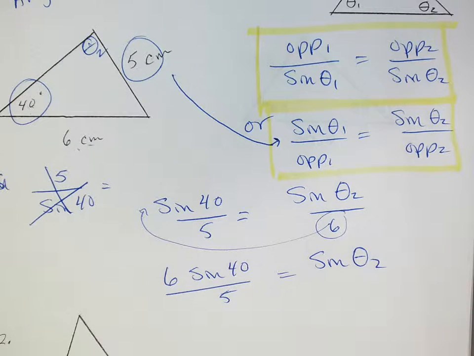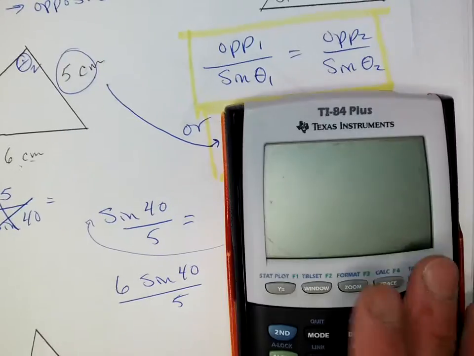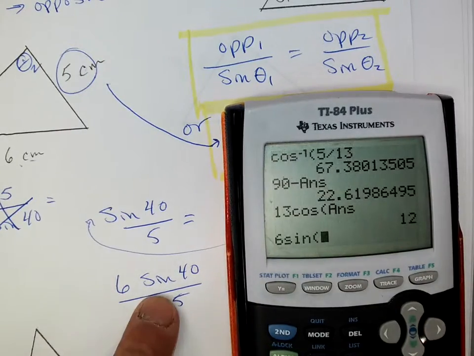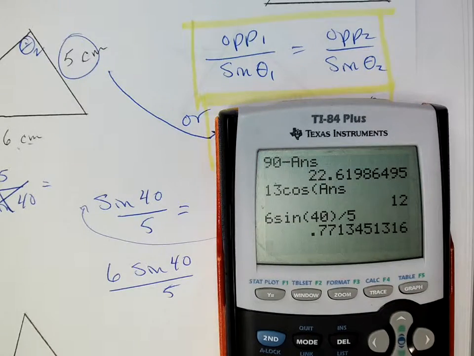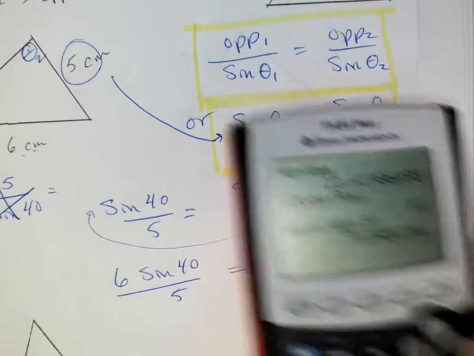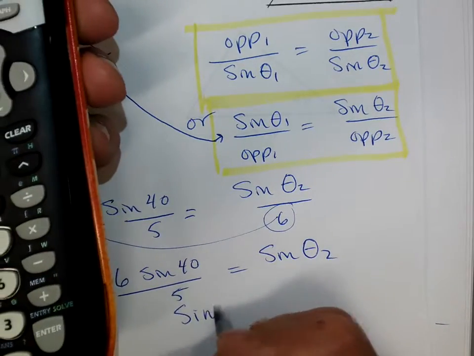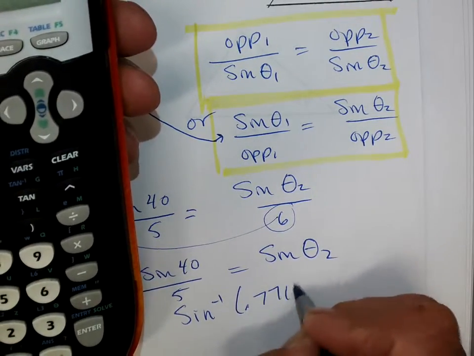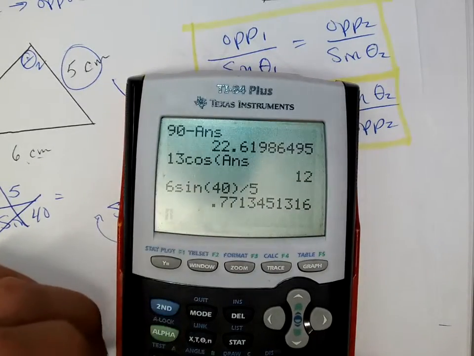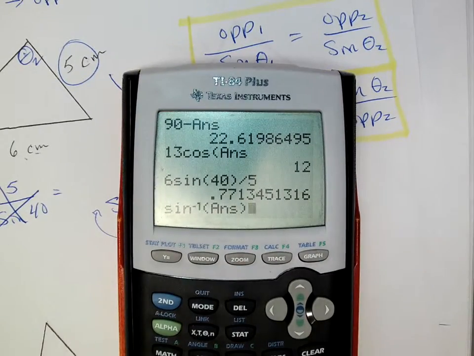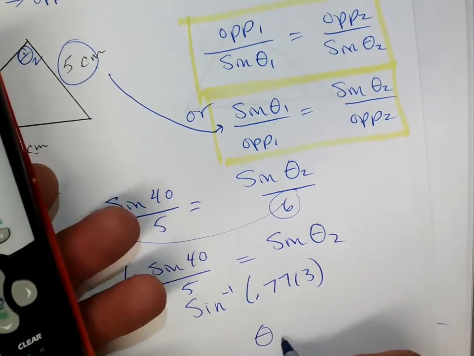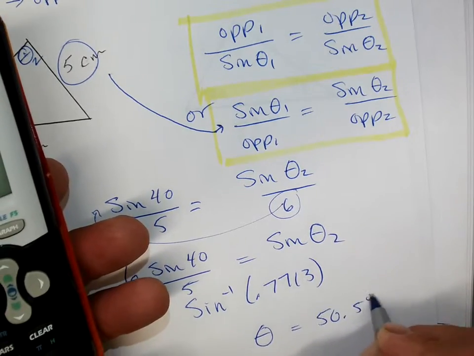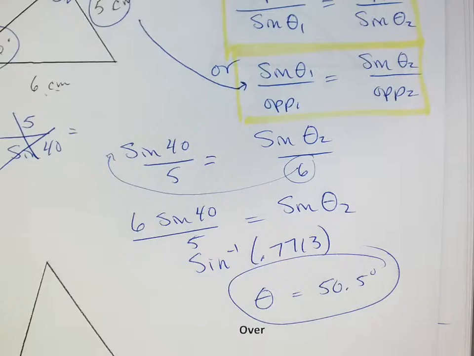Okay, I can do that. Then I can do this in my calculator. What is 6 times the sine of 40 divided by 5? I get a decimal. But I want to find the angle, right? So what button do I push when I want to find the angle? Inverse. Yeah. So I'm going to go sine inverse of this, 0.7713 and so on, but I'll just go sine inverse of the answer for accuracy. You guys all know about the answer button, right? And I get an answer of about 50.5 degrees. That's it. Boom. That's it.